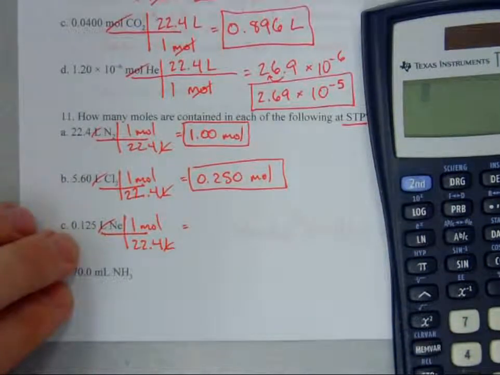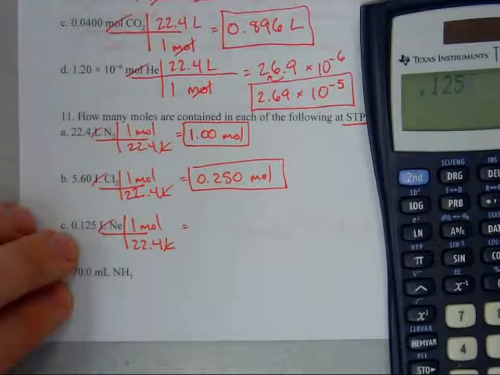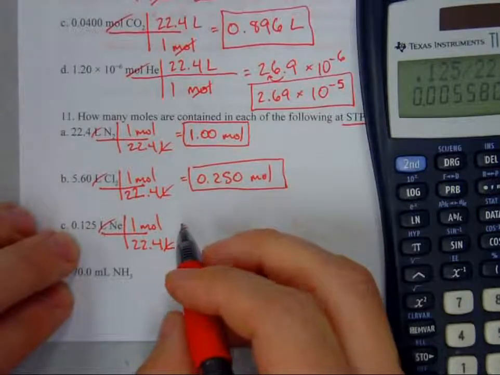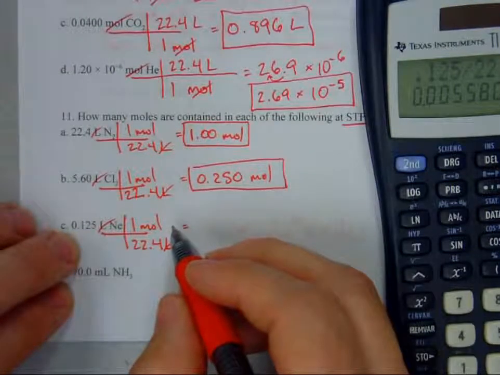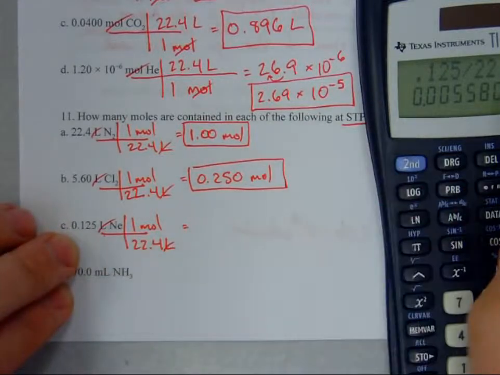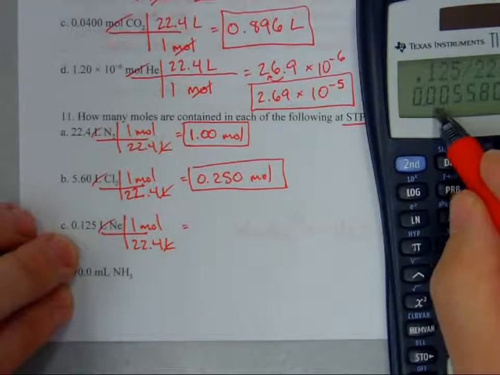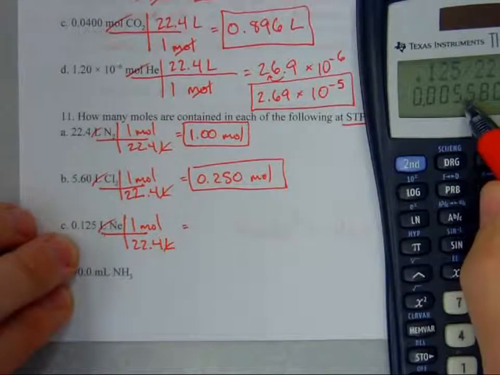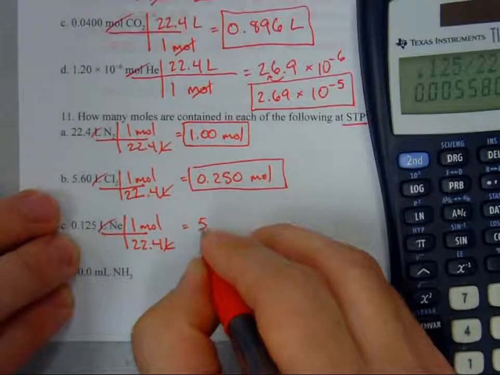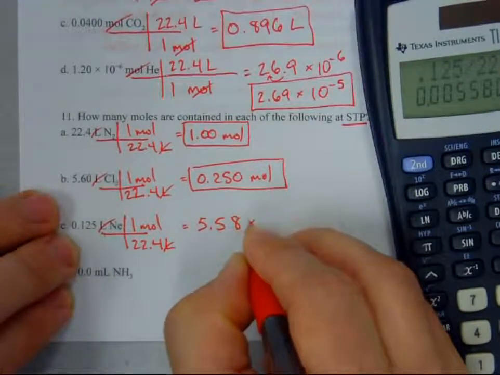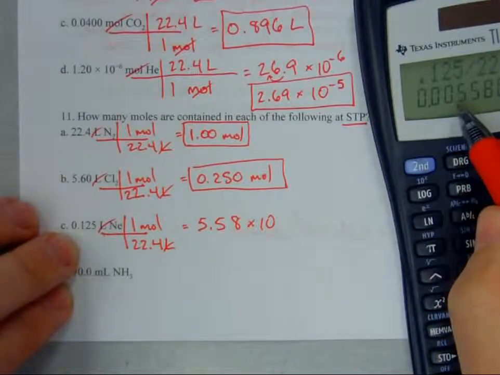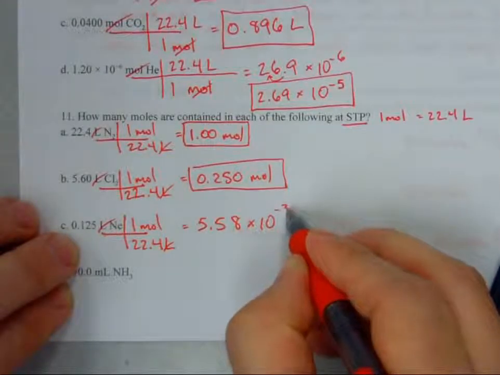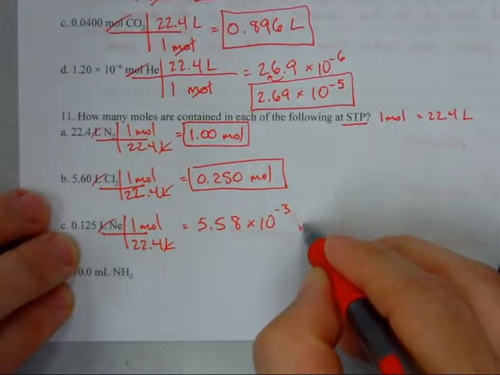Alright, next up, 0.125 divided by 22.4. And I end up with a pretty darn small number. 3 sig figs, that's going to be to that spot. So I'm going to write this in scientific notation. 1, 2, 3. I'm moving it 3 places. And I moved it 3 places because it was too small. And so my exponent needs to reflect the fact that I moved it 3 places because it was small. Moles.